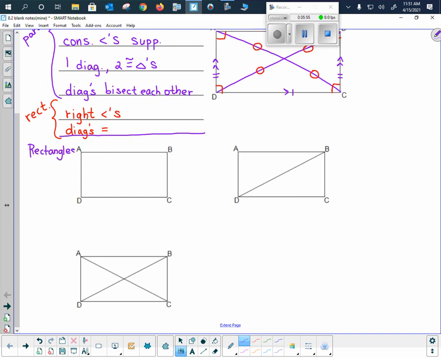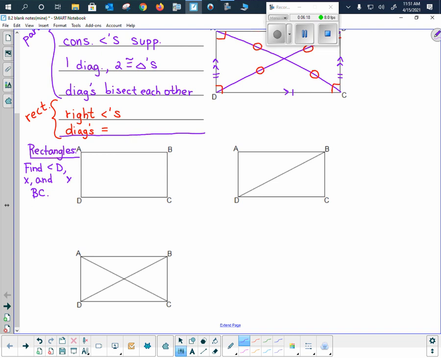Okay, so in these rectangles, let's solve for a few things. For this first picture, write in for yourself. Let's find angle D, X, and BC, with the information I'm giving you.